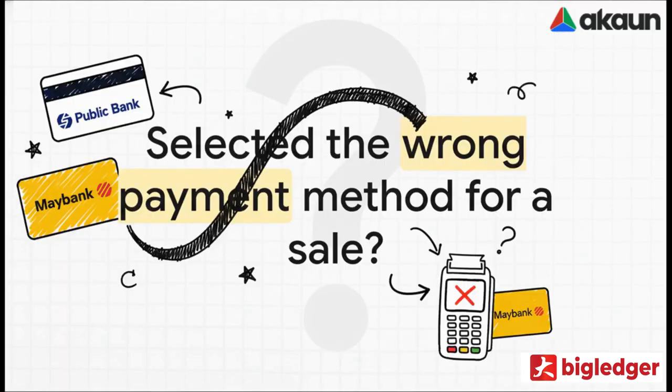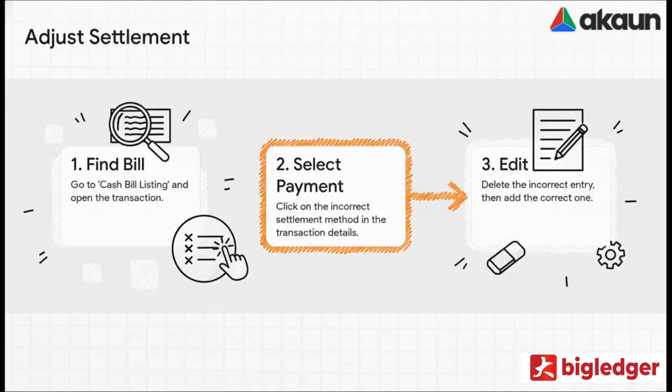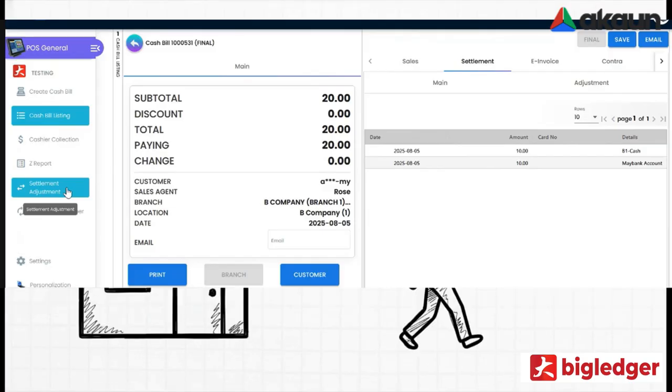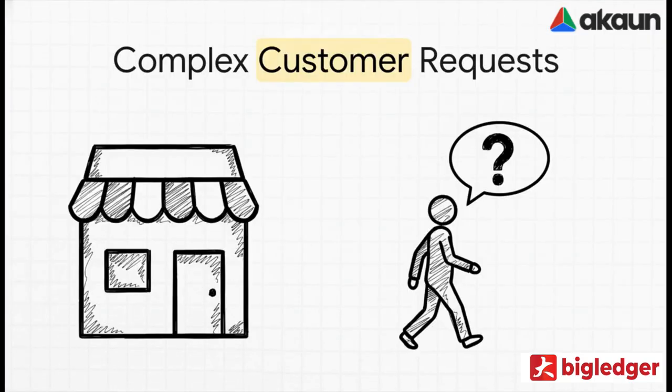Okay, but what if the mistake is the payment method? Say you accidentally chose the wrong card type. It's a similar process, really. You just find that bill and edit the settlement details directly. Simple. Okay, next up, tricky requests from customers after they've already walked out the door.